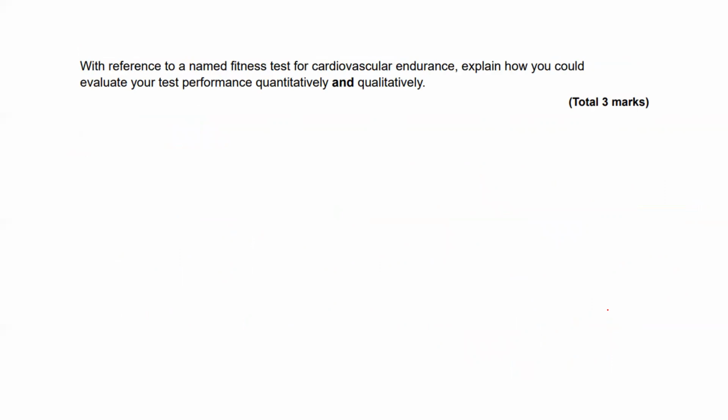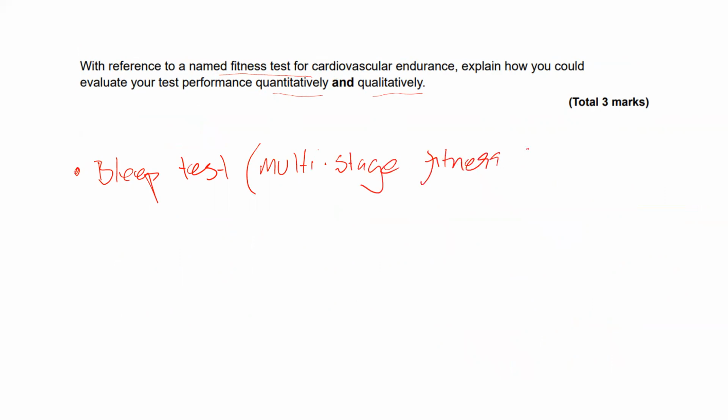Okay, then we're looking at this question to do with quantitatively and qualitatively. So firstly, you have to name the fitness test for cardiovascular endurance. So I'm going to go with, you can either just call it the bleep test. The proper name is the multi-stage fitness test. Now, most people got that. 1 or 2 weird answers that people put down about some sort of training that you might be able to do. But the standard test for this is the bleep test.